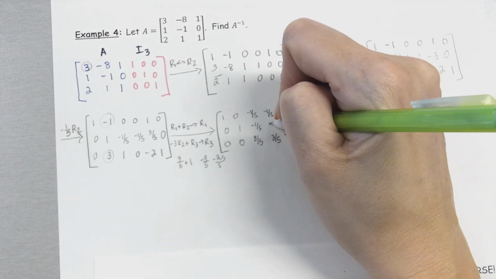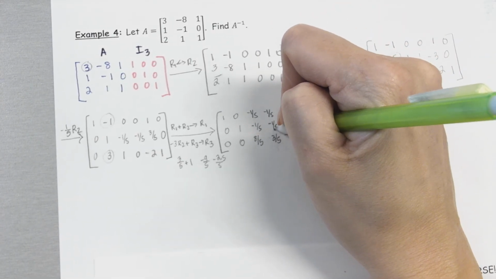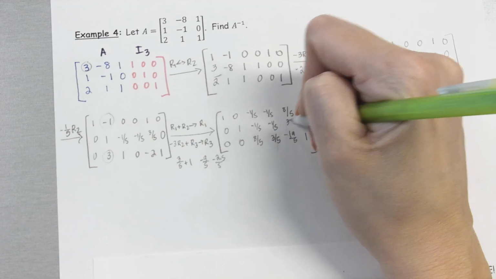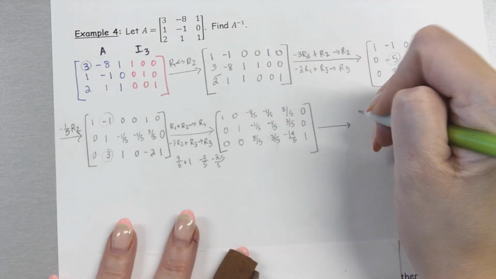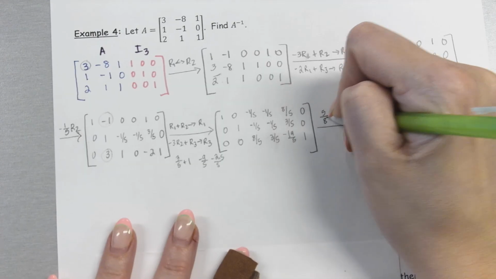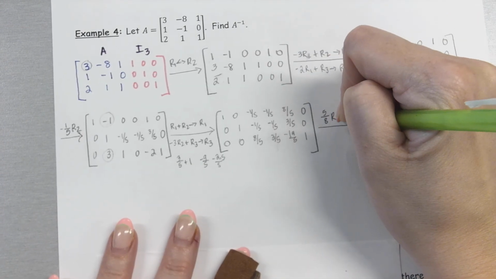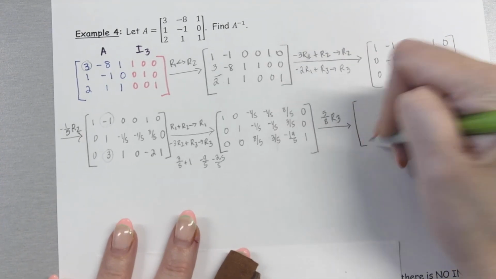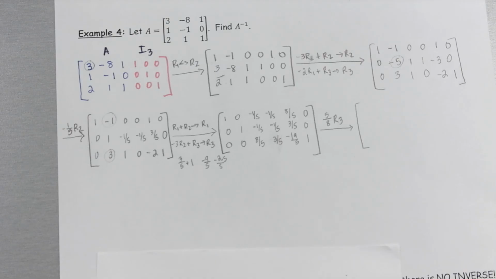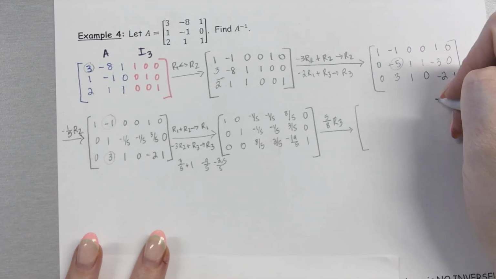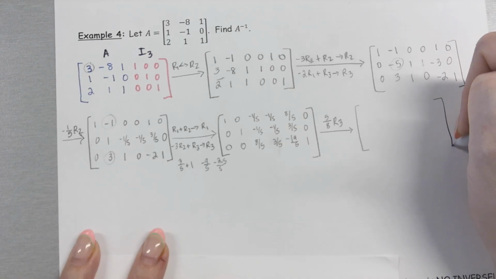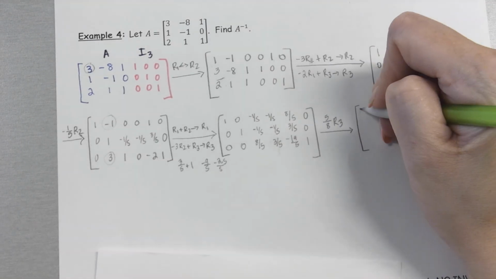Now we have to get the 1. How are we going to do it? Yep. So we're just going to multiply by 5/8. Okay, and when you're doing that, all you have to do is multiply by the reciprocal. The first 2 rows are going to stay the same.